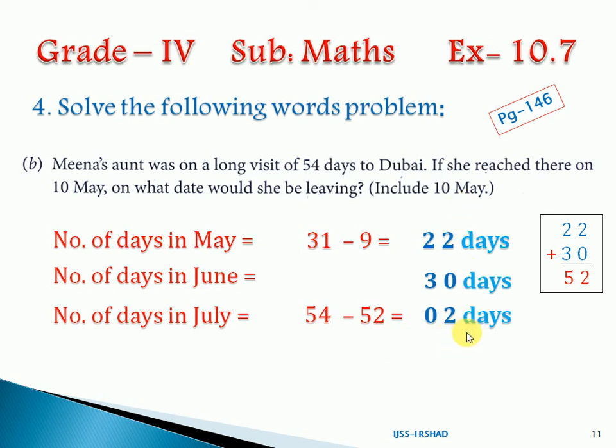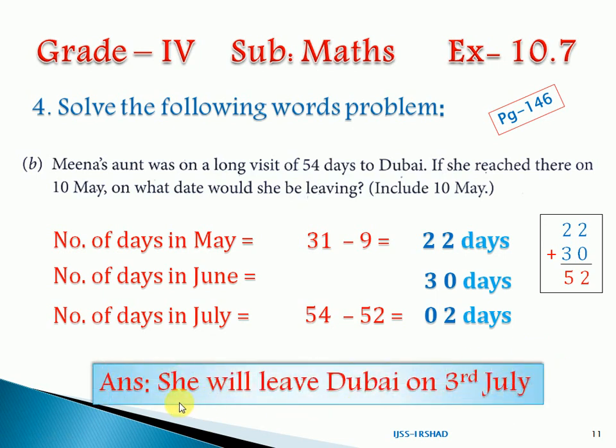Now her tour finished on the 2nd day of July. So when will she leave Dubai? She will leave Dubai on the very next day, because on 2nd of July her tour of 54 days finished. So the very next day will be what date? It will be 3rd of July. On 3rd of July she has to leave Dubai. So you can write it here: therefore she will leave Dubai on 3rd of July, because on 2nd of July her tour of 54 days finished. So on 3rd of July she has to return.